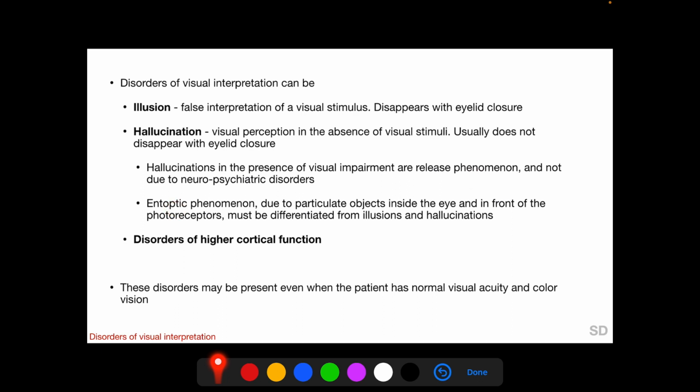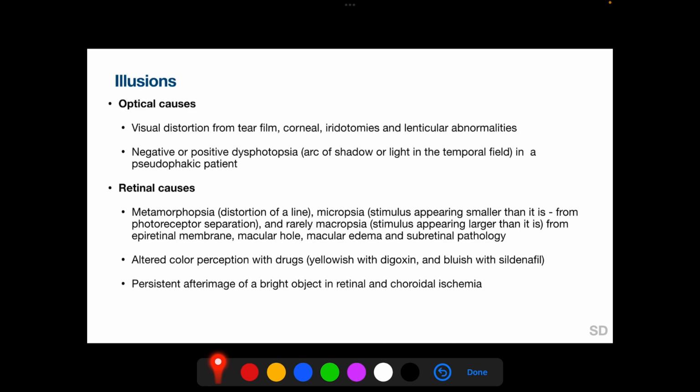Entoptic phenomena must be differentiated from illusions and hallucinations, and they occur due to particulate objects inside the eye and in front of the photoreceptors, such as floaters, which is a very common complaint which we face in the clinic. So these disorders may be present even when the patient has a normal visual acuity and color vision. Illusions can be due to optical causes, retinal causes, optic nerve causes, or cortical causes.